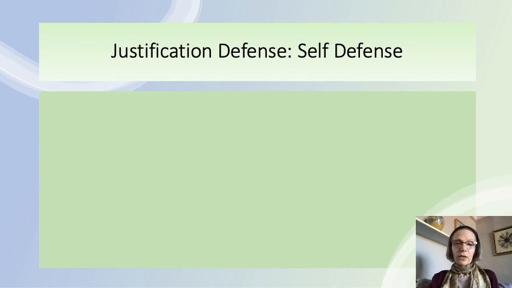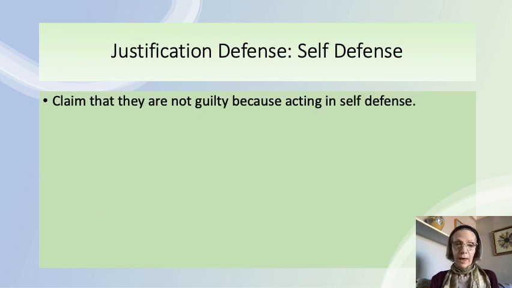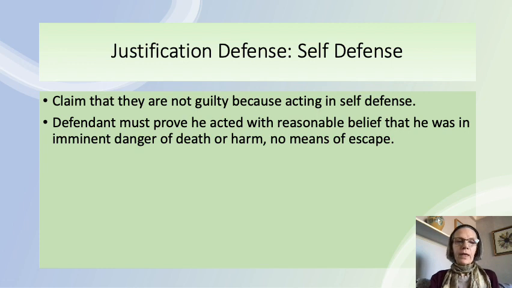Another justification defense is self-defense. In self-defense, a person can claim that they are not guilty because they were acting in self-defense. In other words, yes, I shot somebody, and yes, I intentionally shot somebody, but I did that because my life was being threatened, and anybody in my situation would be justified in acting accordingly. And so they claim that they're not guilty because they acted in self-defense.